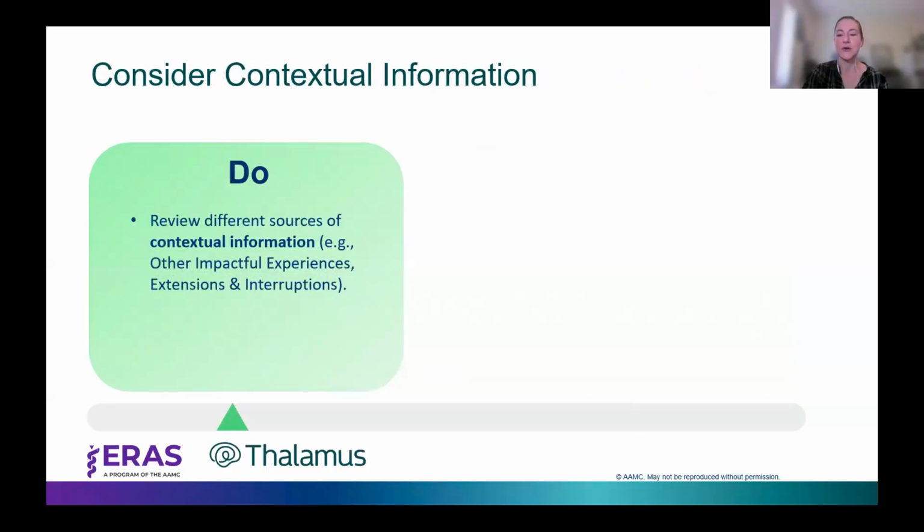It's also important to consider the various sources of contextual information. So those things found in the other impactful experiences description, if it's provided, or extensions and interruptions, because it provides some important context around an applicant's background and timeline. So although it takes some additional time, that contextual information can sometimes provide evidence that can ameliorate concerns over things like lack of certain experiences or holes in their timeline.